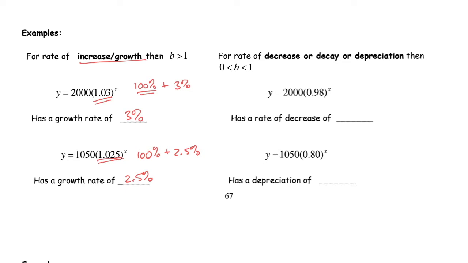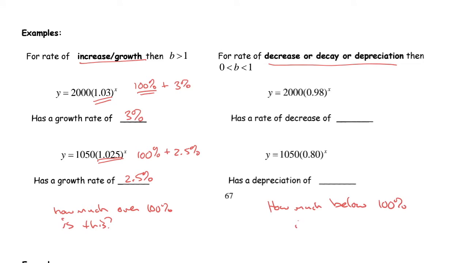On this next column over, we're looking at decrease or decay. So my b value here is 0.98. Now, every time I'm doing this, I'm comparing this to 100. For these ones, I want to know how much over 100% this is. Here, I want to know how much below 100% this is. So for this one at 0.98, if you were to subtract 1 from it, you would get negative 0.02. So 0.98 minus 1 gives negative 0.02. That represents to me a 2% loss. We're 2% lower than 100%.